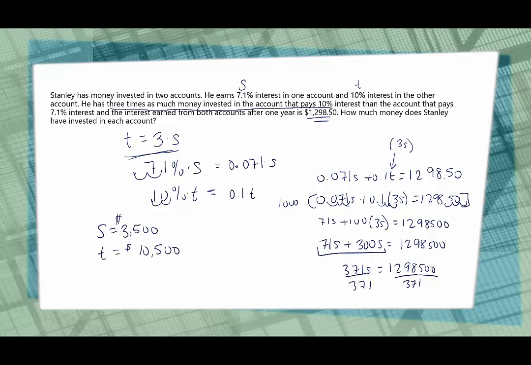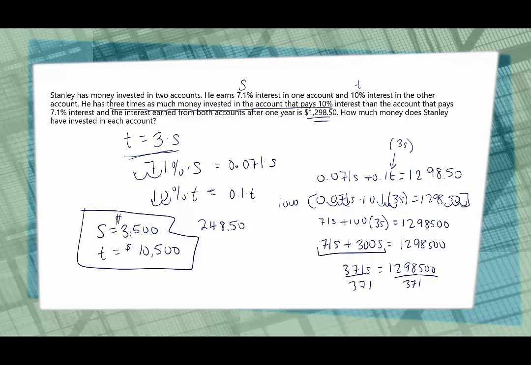$10,500. And you might be saying, ooh, okay, that was a lot. But really it wasn't so bad, was it? And we can always check our work. So if we want to check our work, what we would do is we would do 3,500 times 0.071, and that gives us $248.50. So presumably from that account that pays 7.1% interest, the interest earned was $248.50.